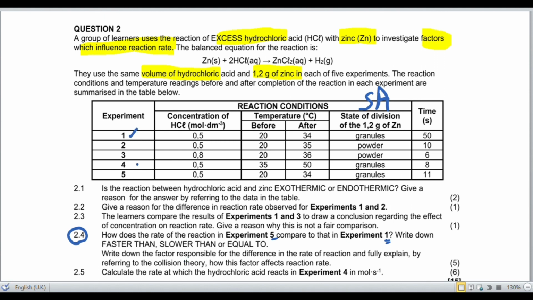This is 1. This is 5. The concentration is the same. The state of division is also the same. Look at the temperature there. Everything else is the same, which means there is an extra factor affecting the rate.